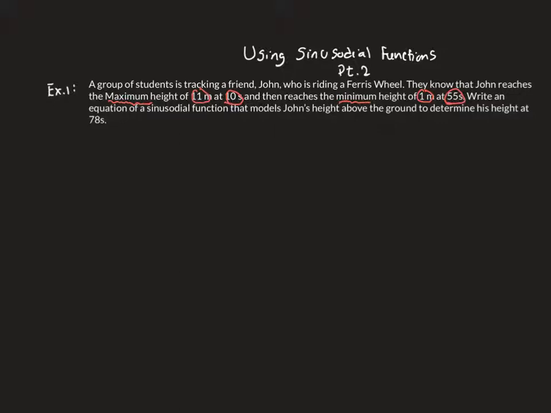So let's get started. Now, we know that he is going to be going on a Ferris wheel, and the Ferris wheel goes in a complete circle of 360 degrees. We're also given his max and min, and we know when they occur. So you have your minimum at 55 seconds, you have your maximum at 10 seconds, which gives me 45 seconds.